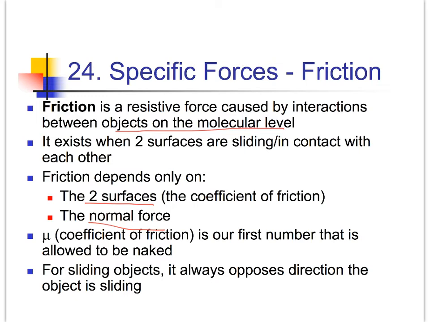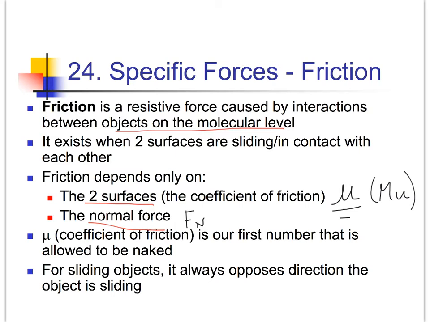We're going to use a symbol for, we already know what normal force is. Normal force is just Fn. For coefficient of friction, we're going to use this symbol, the Greek letter mu, M-U, okay? And mu, that coefficient of friction, happens to be our first number that is allowed to be naked, all right? Mu is a unitless quantity. It doesn't have units, so even if we wanted to put units on it, they don't exist to put on it. But it's going to be our first unitless quantity. We accept the fact that it's a naked number, and we just move on.